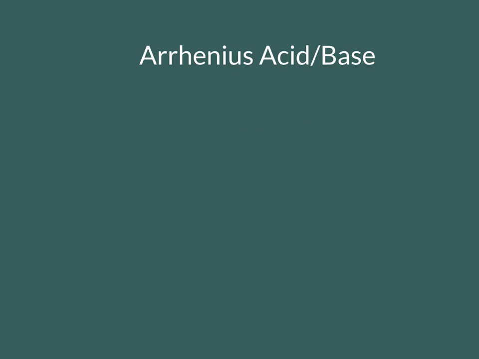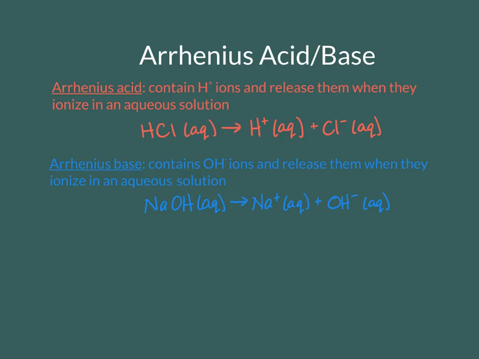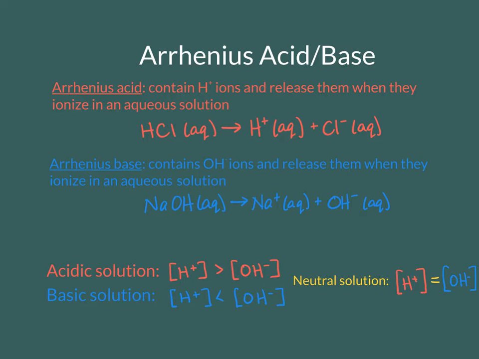So what exactly is an acid and a base outside of the characteristics we've already discussed? Well, we're actually going to look at two definitions for acids and bases. The first of which is called the Arrhenius acid-base definition. According to Arrhenius, acids contain hydrogen ions and release them when they ionize, while bases contain hydroxide ions and release those hydroxide ions when they ionize. This means that an acidic solution is going to contain more hydrogen ions than hydroxide ions, and a basic solution is going to contain more hydroxide ions than hydrogen ions.